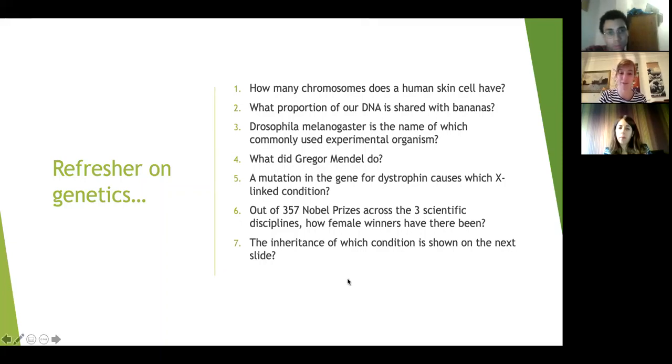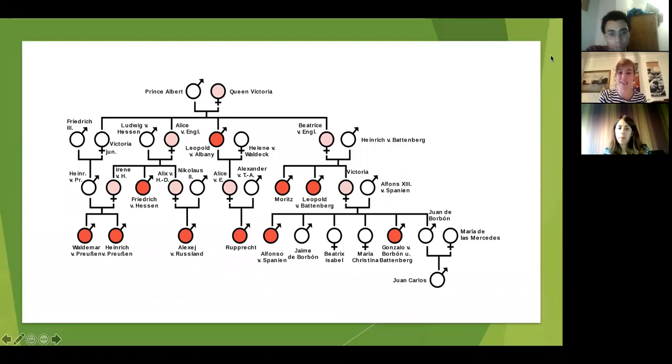And now, if you're a slick geneticist, you may recognize some of the names on here. What condition is shown being inherited in this family tree? And bonus points for haemophilia. Fantastic, Mariam. And do you know what kind of inheritance it is? Is it recessive? Is it dominant? Is it X-linked?